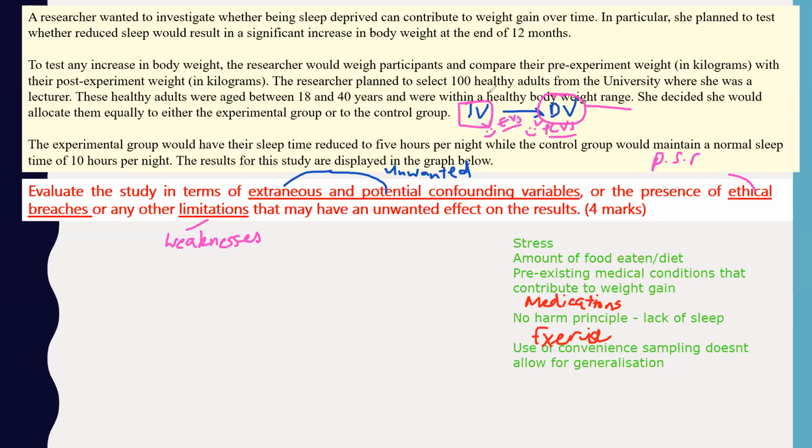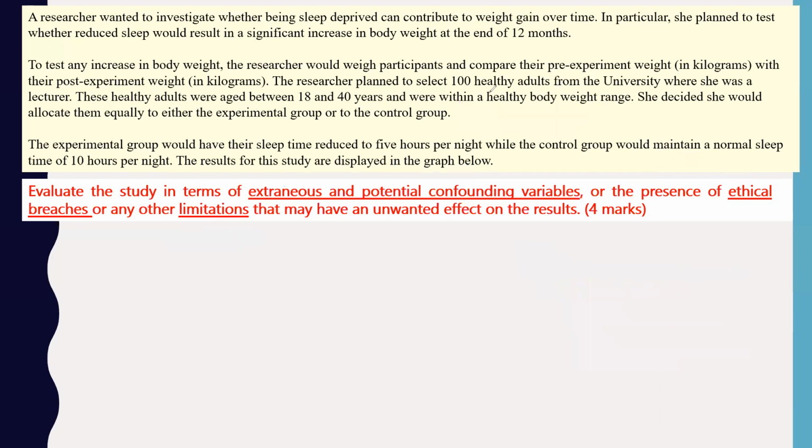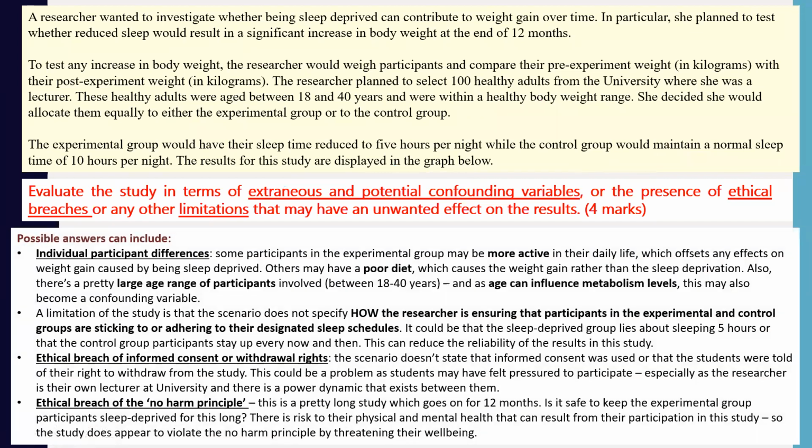Okay, so I'll just show you guys the sample answer. These are some examples of sample answers. Individual participant differences: some participants might be more active, which offsets any weight gain effects. Some participants might have a poor diet, which actually exacerbates their ability to gain weight.